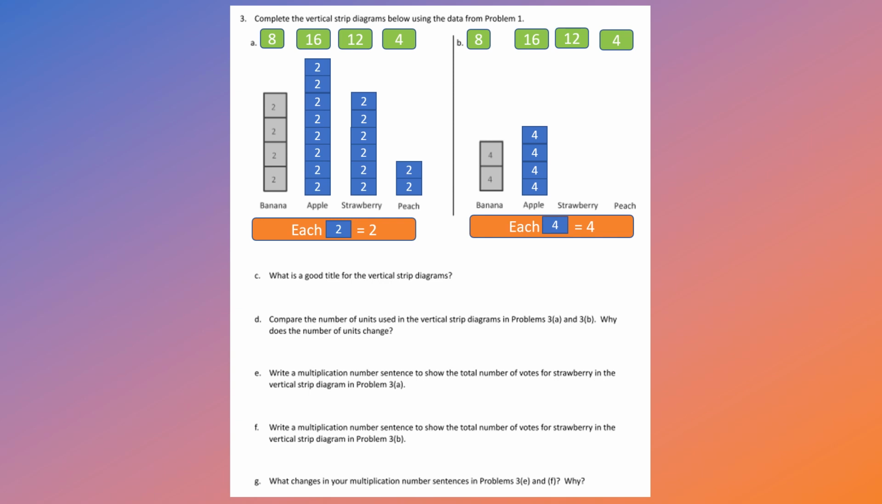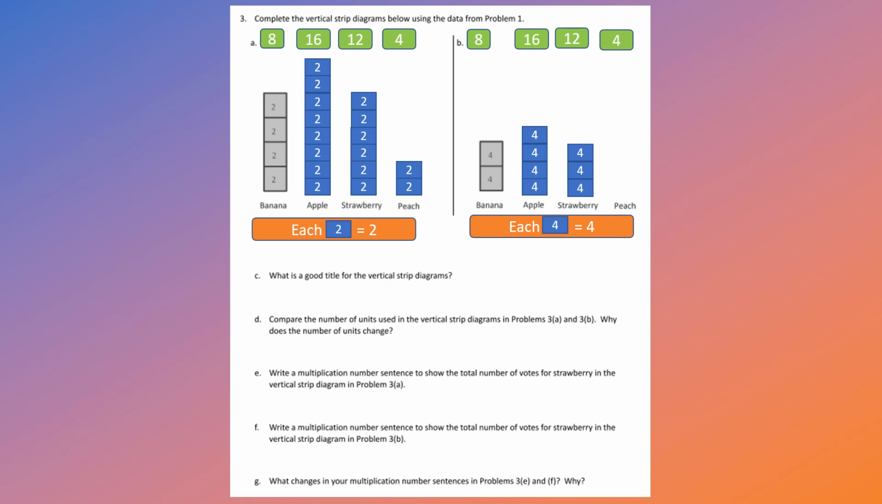Now, let's go ahead and create a vertical strip diagram to represent 12 votes for strawberry. And again, each unit is equal to 4. Now, how many 4s is equal to 12? That's right. If you said 3, you're absolutely correct. Let's go ahead and draw them. 4, 8, 12. All right. We've represented our strawberry votes with 3 fours, which is equal to 12.